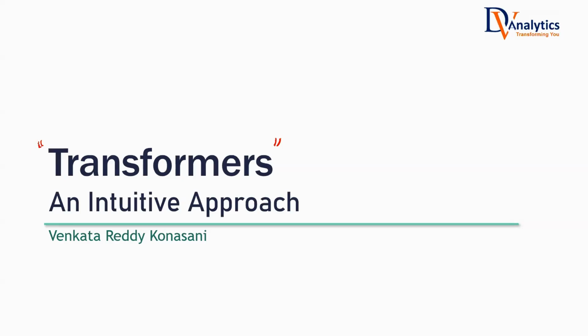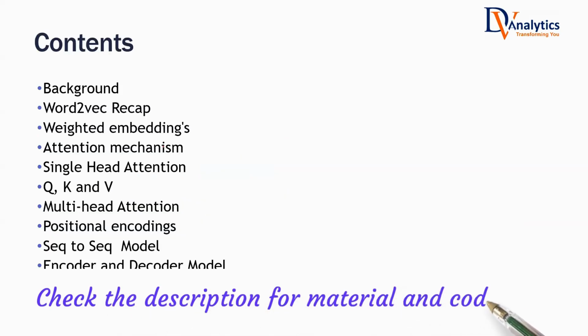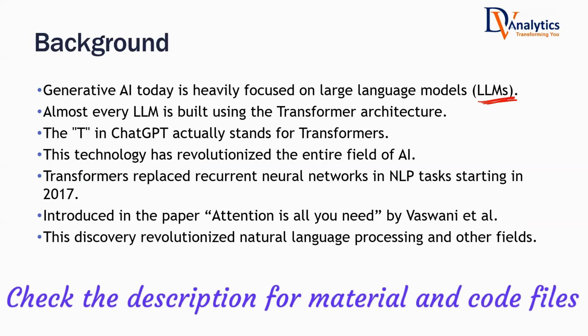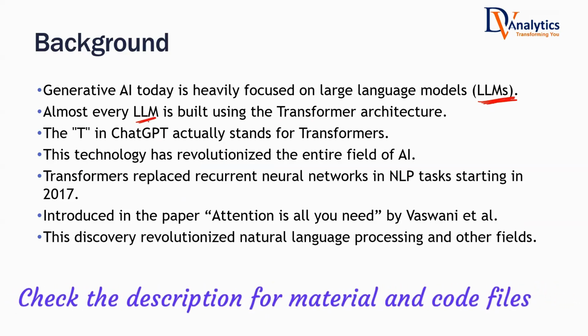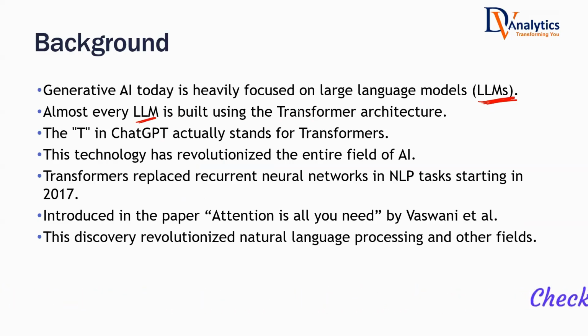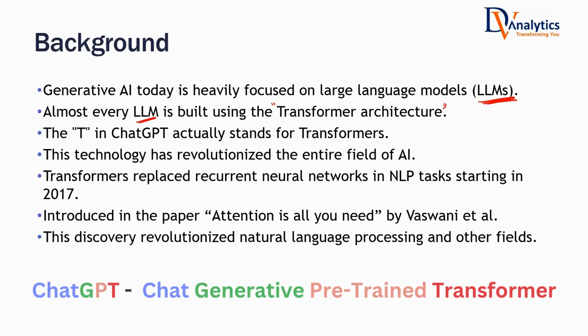Let's try to understand the theory and the intuition behind the transformers. We will also do a couple of exercises. We hear a lot about large language models. Almost all the large language models right now are based on this transformer architecture. So in ChatGPT, T stands for transformer, generative pre-trained transformer.